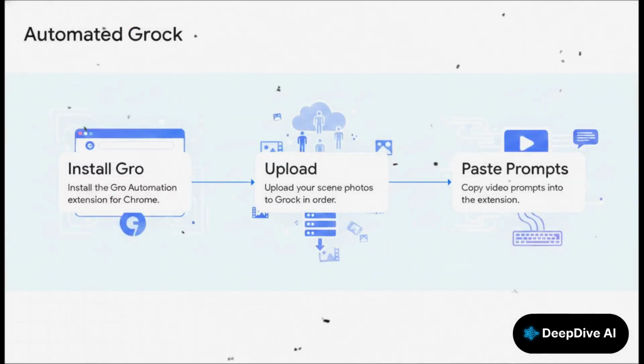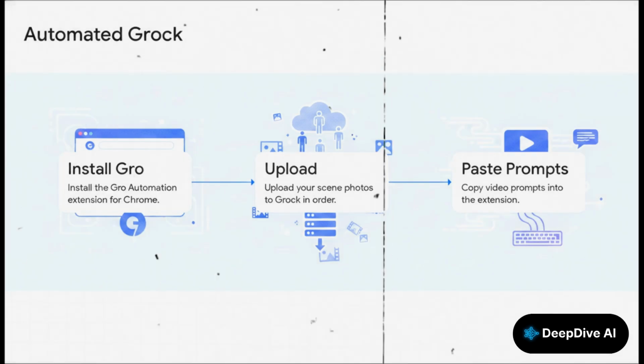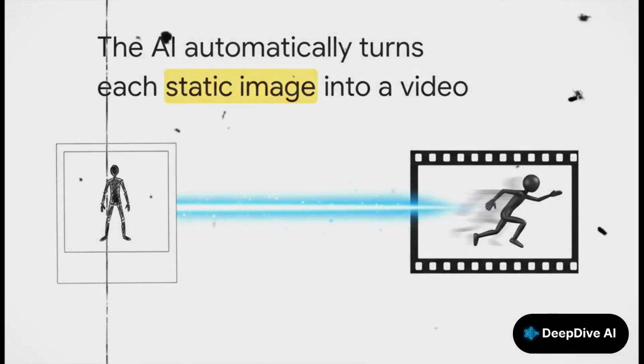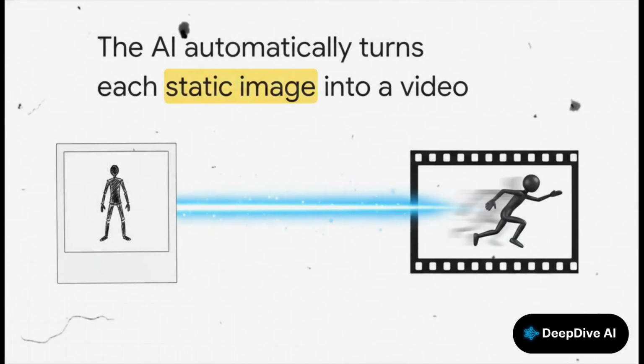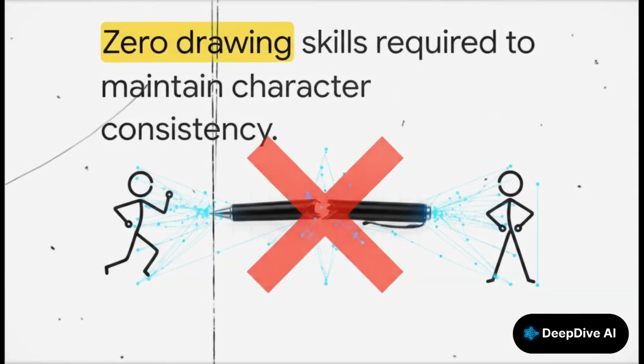Just install the Grok extension, upload your scenes into Grok, and paste those ChatGPT prompts. Boom. The AI turns those images into video clips. It handles the motion for you. Perfect character consistency and literally zero drawing skills required. You never even pick up a pen.